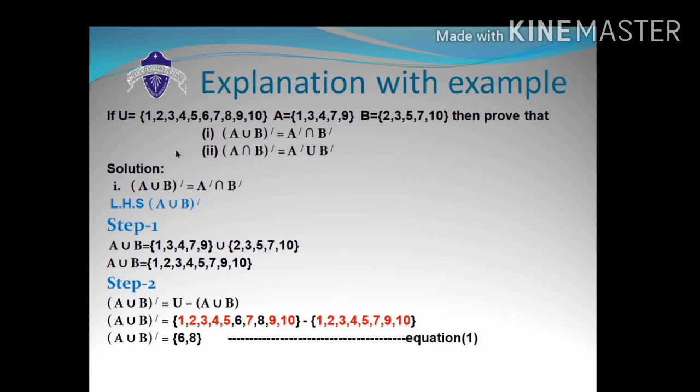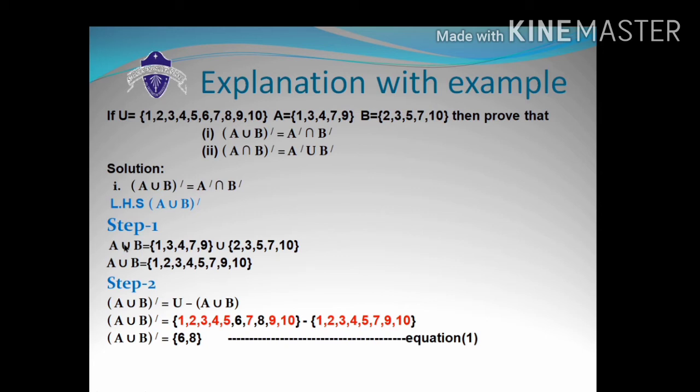In this example, first we will solve the first statement of De Morgan's law, that is (A ∪ B)' = A' ∩ B'. To verify this statement, we need three sets: set U, set A and set B. These three sets are given in the question. First we will solve its left hand side in two steps.